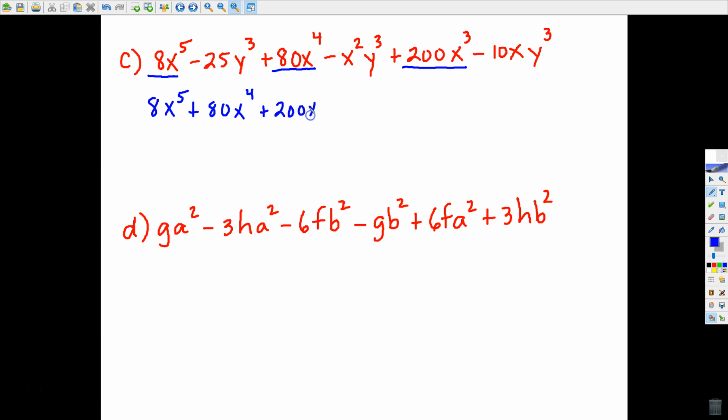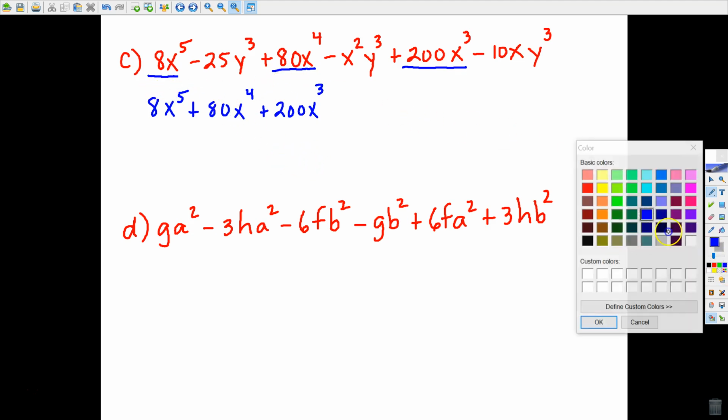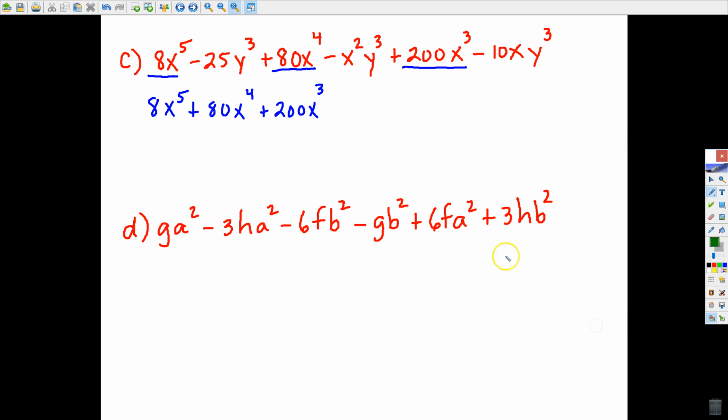But you will always know if you're correct if the terms in the parentheses match. Okay, so I got my blue group here. Now let's go with the green group, and they have something in common: -25y cubed minus x squared y cubed, 10xy cubed. They all have y cubed in common in the other three, the green group.